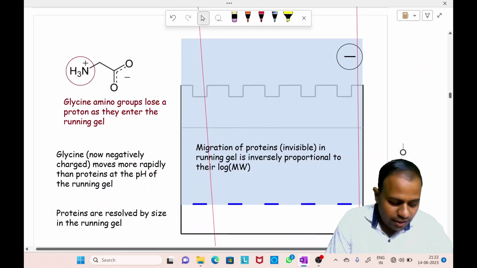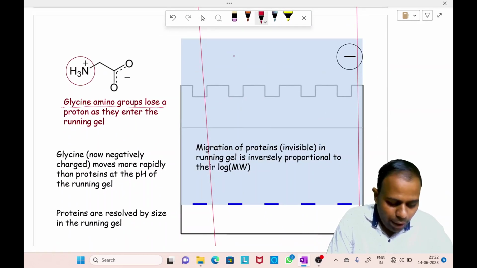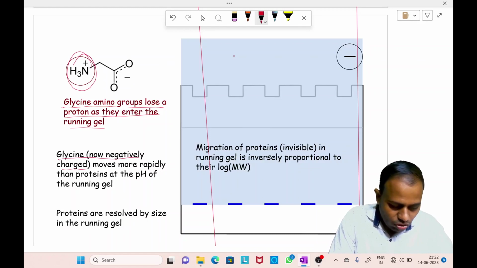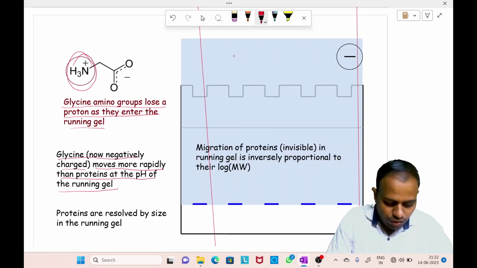into the separating gel, the glycine amino acid loses protons as it enters the separating gel. This extra proton which is present, it starts losing it. Okay, so now negatively charged glycine which has lost the proton moves more rapidly than the protein at the pH of the running gel. Okay, the glycine moves faster now.